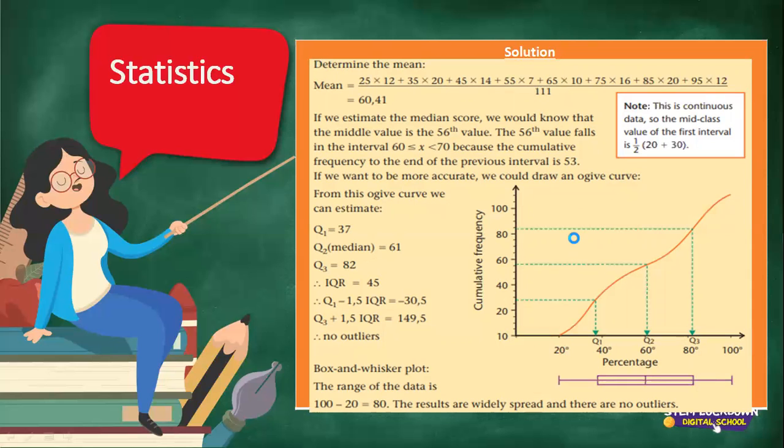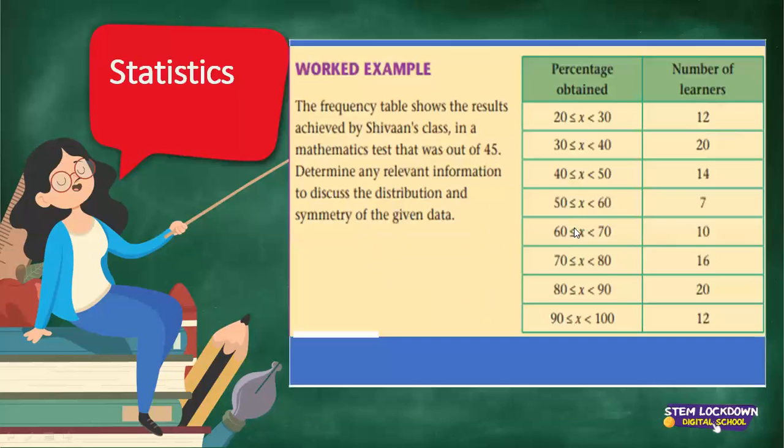Now, let's check the mode on the table and see how the mode compares. What is the modal value here? The mode is the one with the highest frequency, and frequency means our number of learners. So the mode is the class with the highest frequency. Our modal classes will be 30 to 40, which corresponds to 20, as well as 80 to 90, also 20.